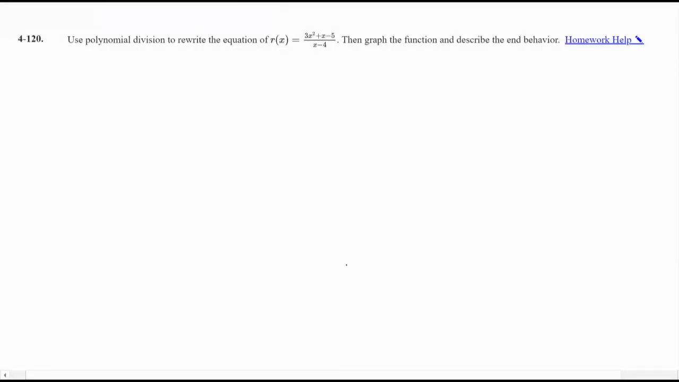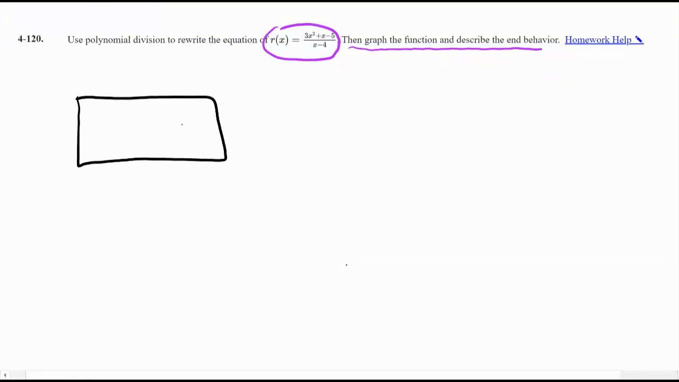Here we're asked to use polynomial division to rewrite r of x, and I'm going to put it in kind of transformation form. Then we're going to sketch a graph and describe the end behavior. So starting this off, to do the division here, I like using the area model or the box method to try and see how we can do this.